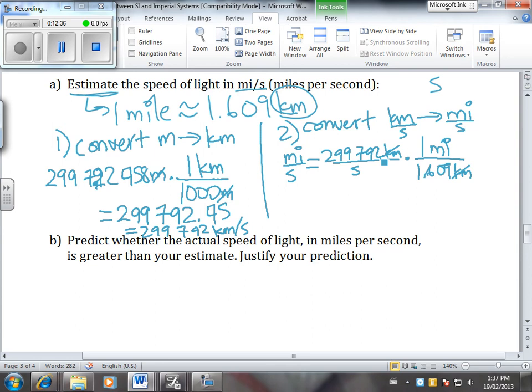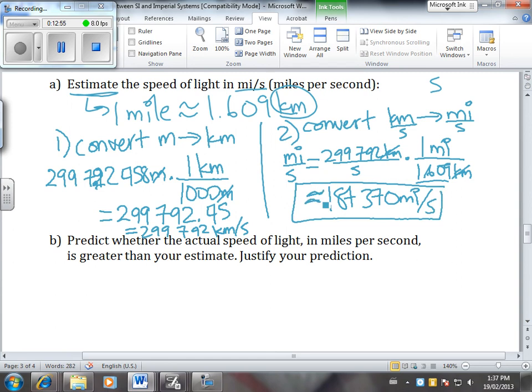So we take 299,792 divide by 1.609, and we end up with 87,370 miles per second. Okay, and we can put our little squiggly equal sign because it's approximate.